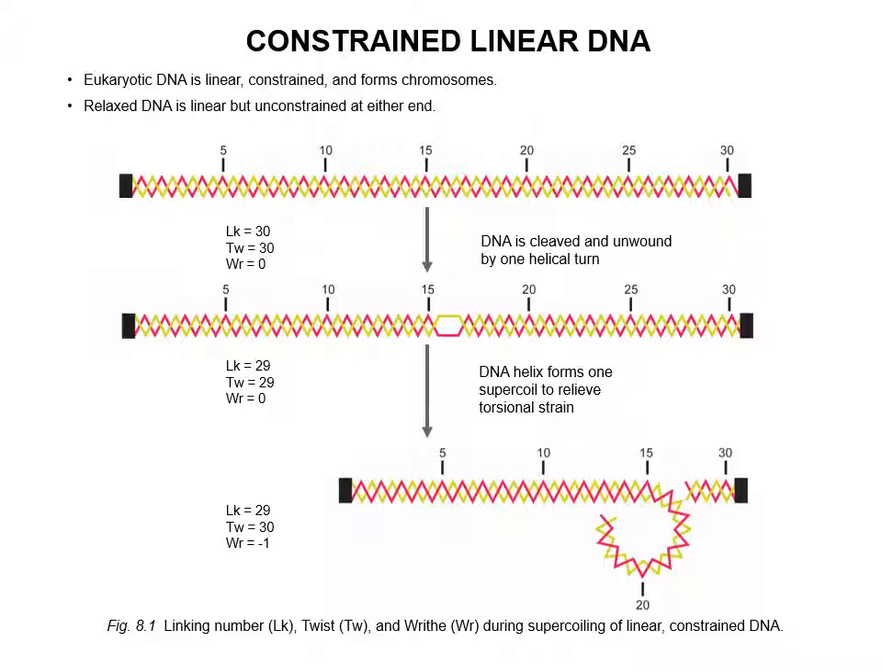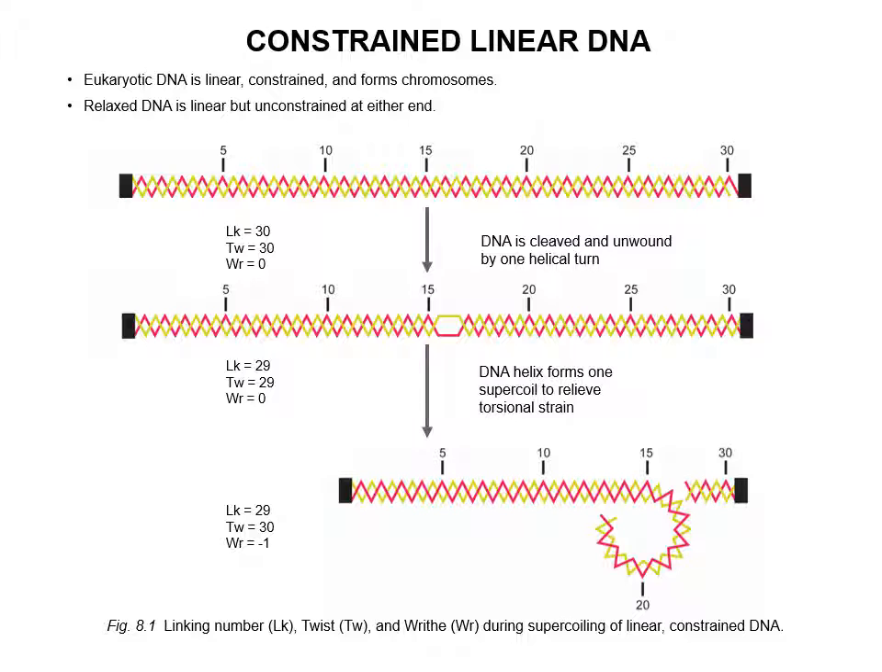When constrained linear DNA is supercoiled, the linking number initially changes according to the number of turns that have been added or subtracted. It then remains at that value throughout the process of supercoiling, while both the twist and writhe will increase or decrease relative to it.